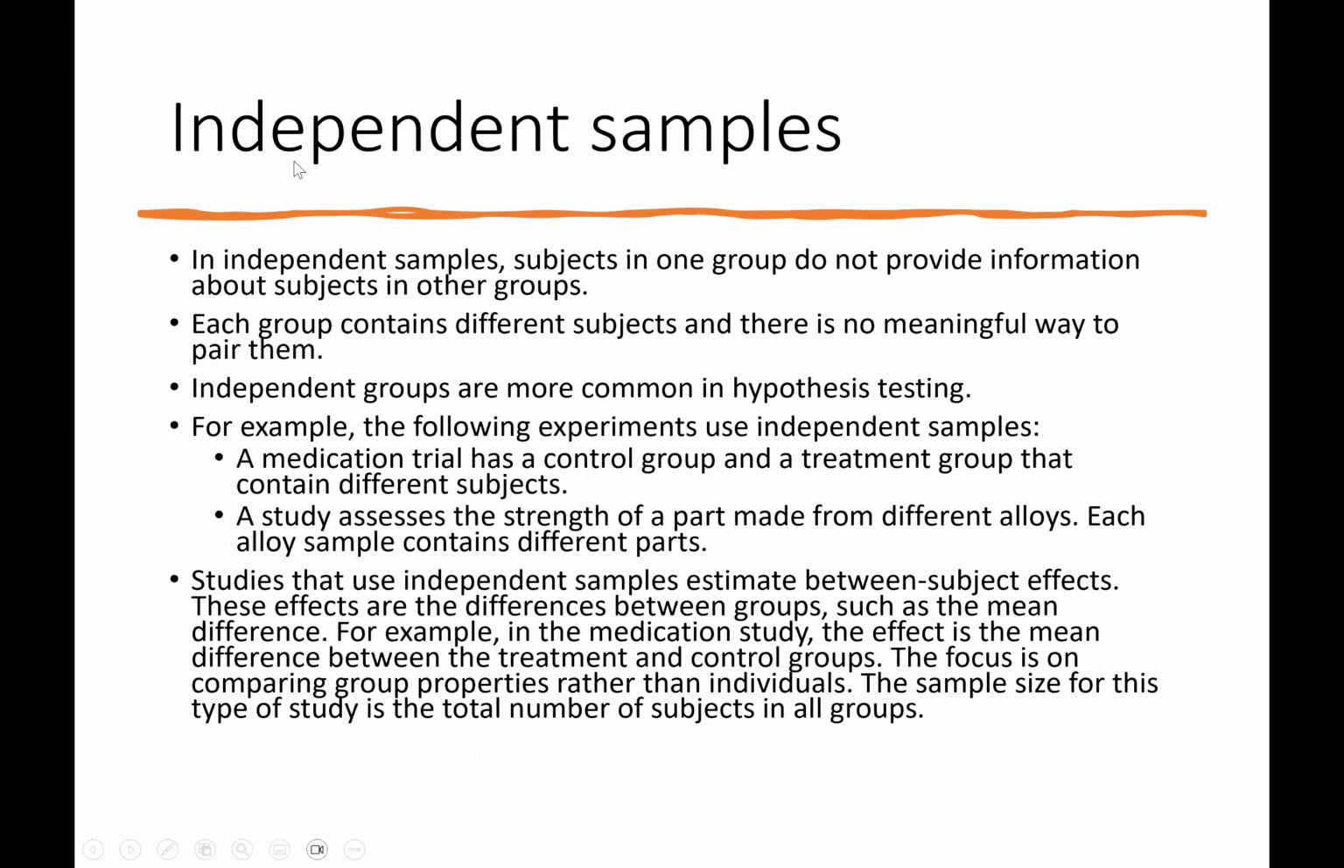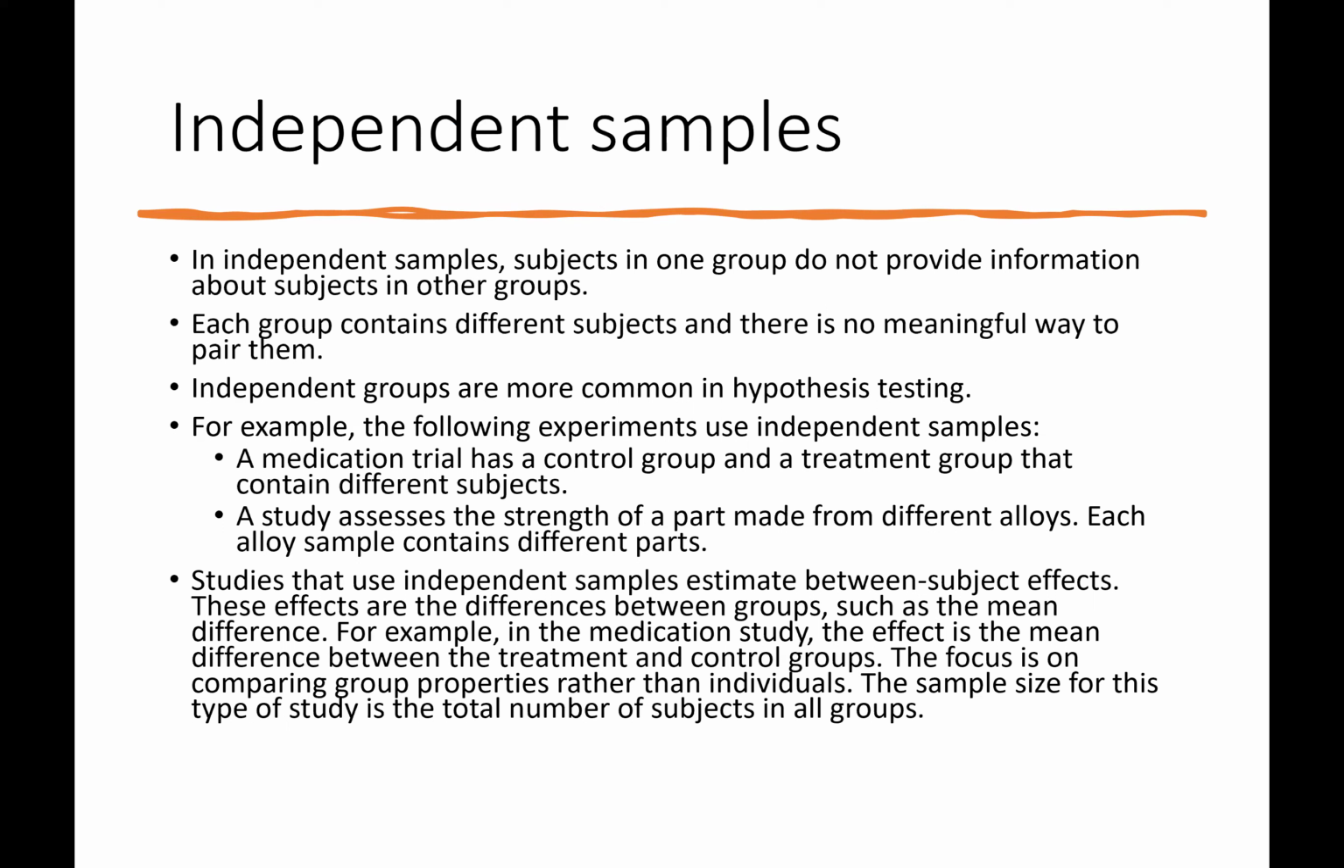Okay, so what makes it independent? In independent samples, subjects in one group do not provide information about subjects in other groups. Each group contains different subjects and there's no meaningful way to pair them.